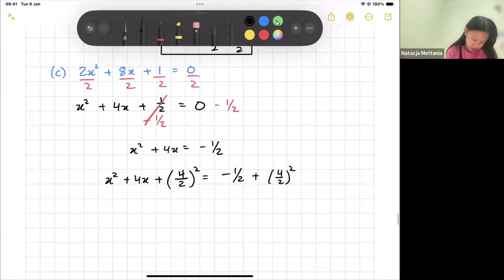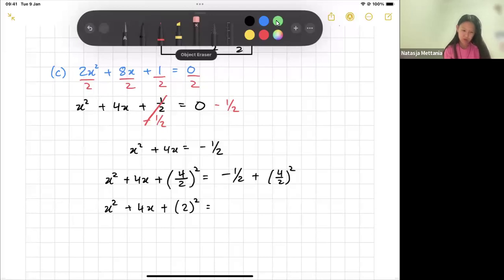Then I'm going to factorize it. Oh, before I factorize, 4 divided by 2 is a whole number. So to make my life easier, I'm just going to simplify it. 4/2 is going to be 2 whole squared, equal to, I can put this into my calculator to make it much easier: -1/2 plus 4/2 whole squared. That gives me 7/2.